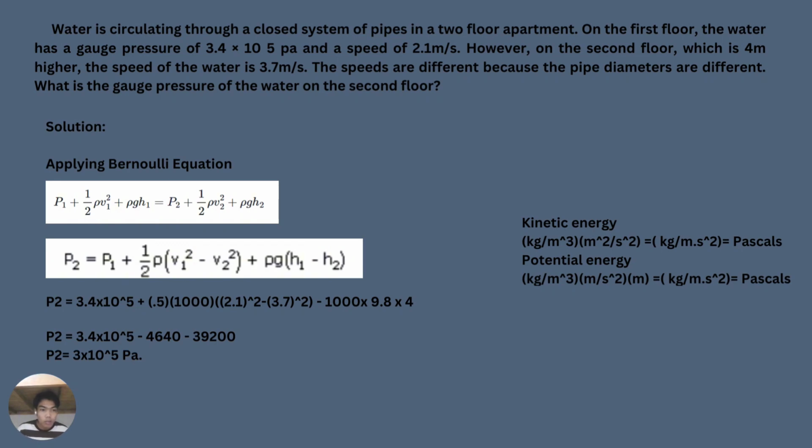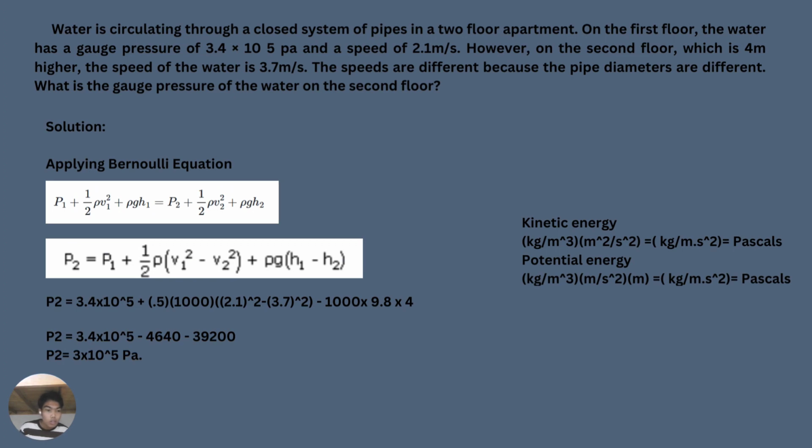Manipulating it para makuha natin yung P2, since given naman almost lahat except for the pressure 2 lang. So, pressure 2 is equal to pressure 1 plus 1/2 of rho times velocity 1 squared minus velocity 2 squared plus rho times gravity and the height difference.